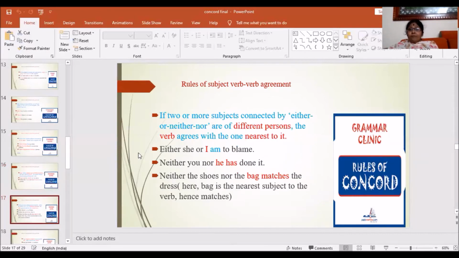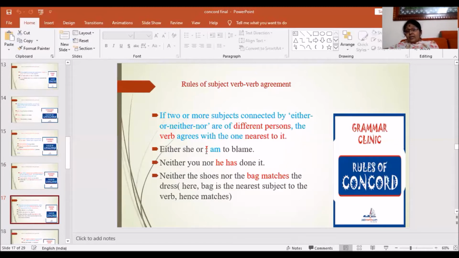Next, if two or more subjects connected by either, or, neither, nor are of different persons, not the same person, the verb agrees with the one nearest to it. Once again, I'll tell the rule. If two or more subjects connected by either, or, neither, nor are of different persons, the verb agrees with the one nearest to it. See, look at this sentence.